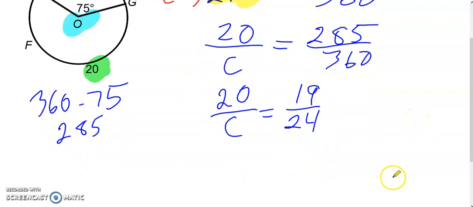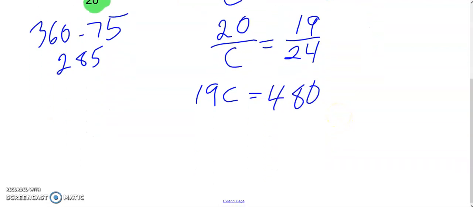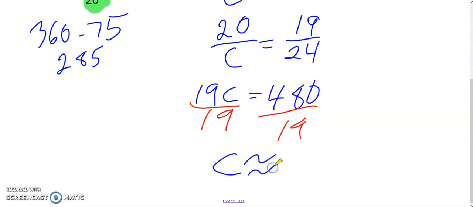So from here, we can cross multiply. 19 times C is 19C, and 20 times 24 gives me 480. I need to get C by itself, so I'm going to divide both sides by 19. 480 divided by 19 is roughly a rounded 25.26. Boom.